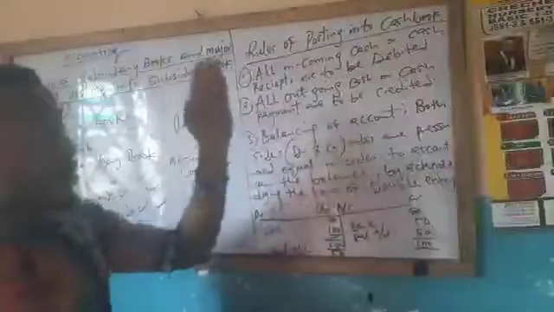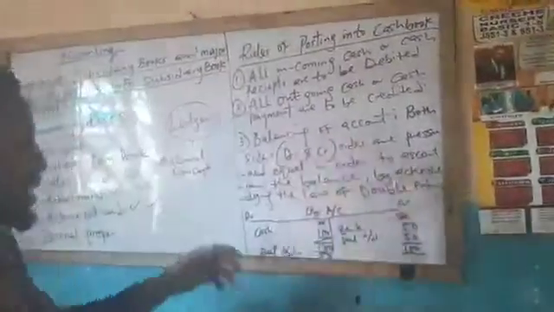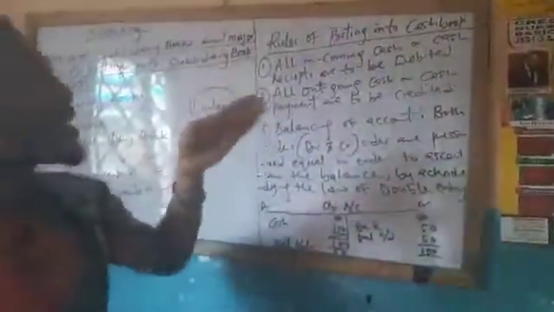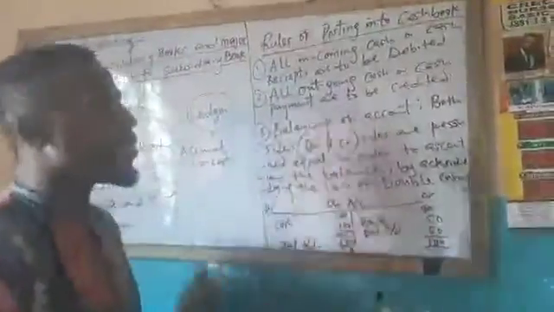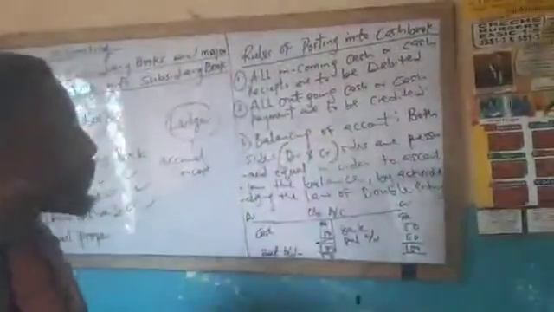So all cash receipts or incoming cash are debited, are posted at the debit side. Then the second rule is all outgoing cash or cash payments are credited.